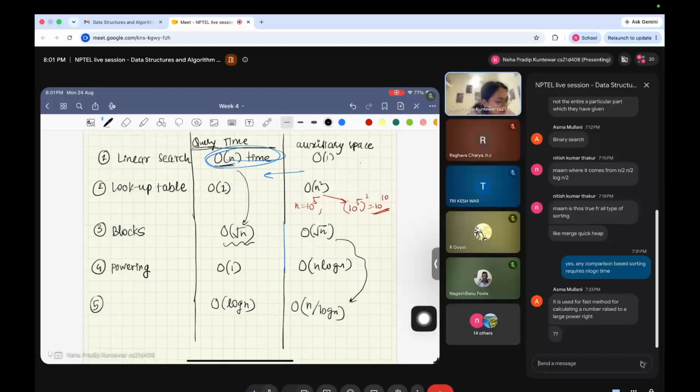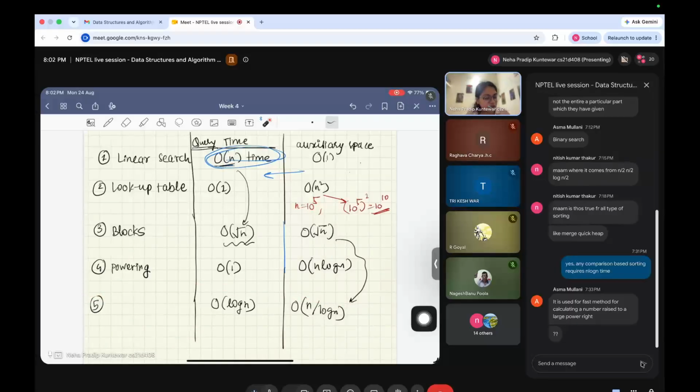Okay, so if I compare this algorithm and this algorithm, I'm spending more time but I'm saving some space. And if I compare this algorithm with this algorithm, I'm doing better in terms of time but I'm compromising in space. So this is intermediate between these two.